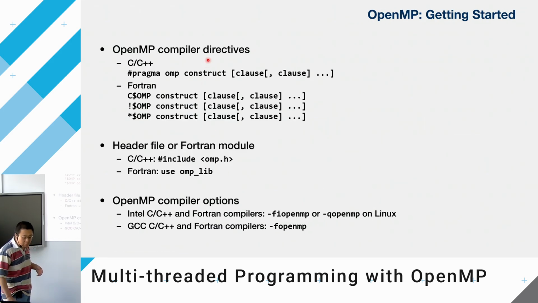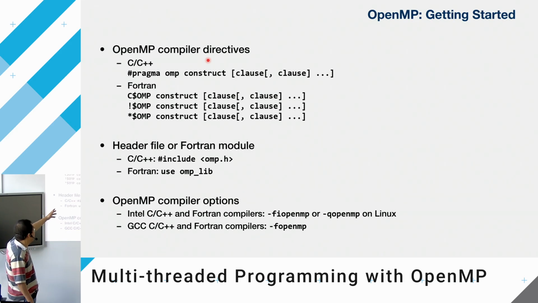So in this course, I'm going to introduce you to those OpenMP compiler directives by using C, C++, and Fortran as examples. We still have active Fortran developers here, so Fortran is also important. For C++, you can use this pragma omp as an indication.